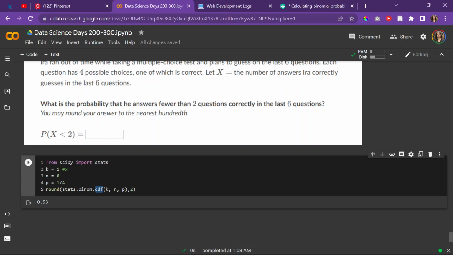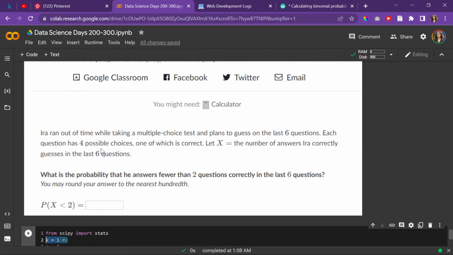But since we're trying to find less than 2 questions, then we want to use CDF, which is the cumulative density function, which basically takes the cumulative probabilities up until that point that you specify, which in this case is 1. Yeah, so I think that covers it.